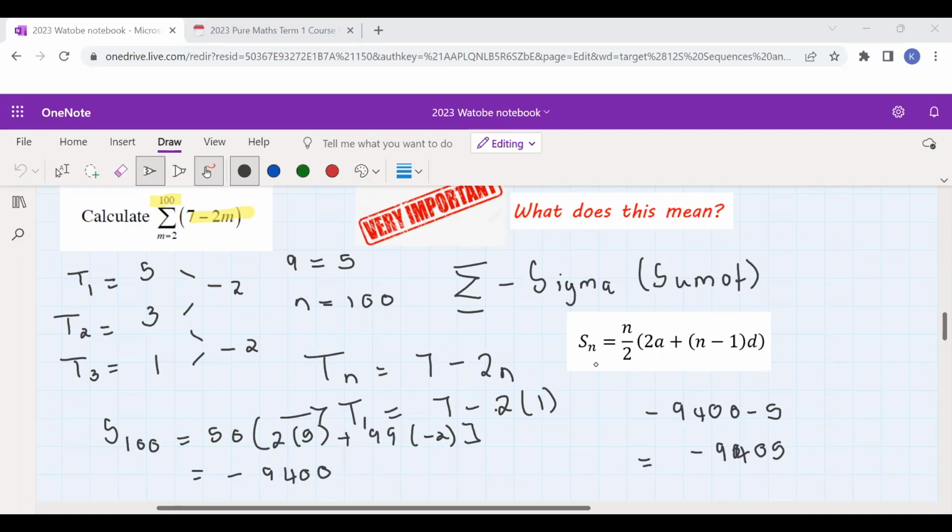So what you would have to do is find the sum of the whole series from number 1 to number 100. Once you have found that, you subtract the parts you do not want. In this case, we said we want from term 2, which means we don't want term 1, and our term number 1 is 5. So the sum of the total series from number 1 to number 100 is negative 9,400, minus term number 1 because we do not want it as part of our sum.